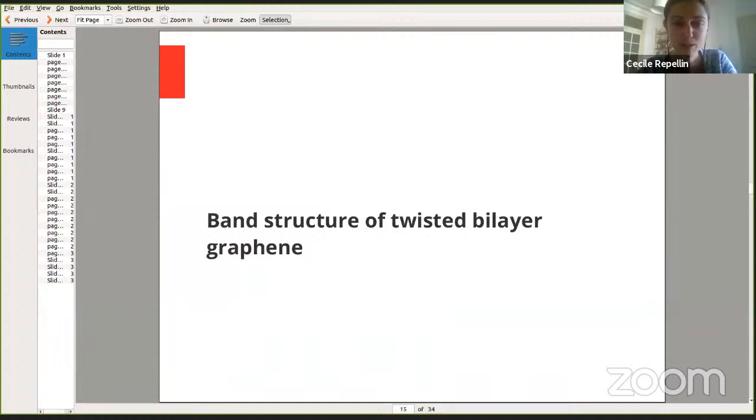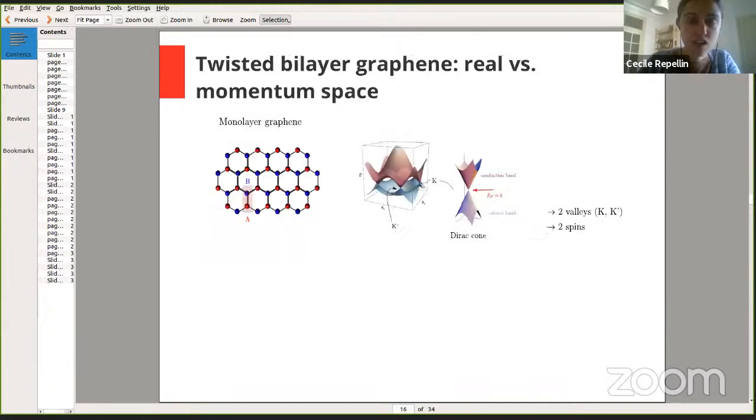So let's talk a little bit about the band structure of twisted bilayer graphene. To start, we just take one layer of graphene. As you know, graphene is this hexagonal array of carbon atoms, and you have two sublattices, sublattice A, sublattice B. If you go to momentum space and look at the spectrum of this structure, you will obtain two bands which touch at the corners of the Brillouin zone, the K and K prime points.